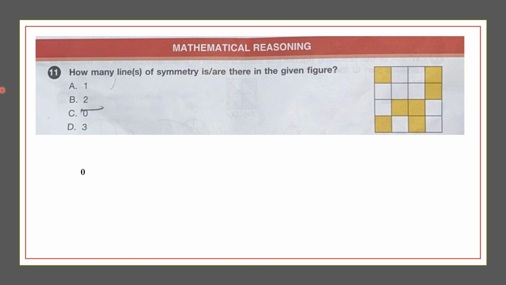Now we are in the mathematical reasoning section. Question number 11. How many lines of symmetry are there in the given figure? If you see a vertical line, there is no symmetry. If you see a horizontal line, there is no symmetry. If you see any diagonal line, there is no symmetry. Even this diagonal line, no symmetry. So there is no line of symmetry. So our answer is 0, which is option C.